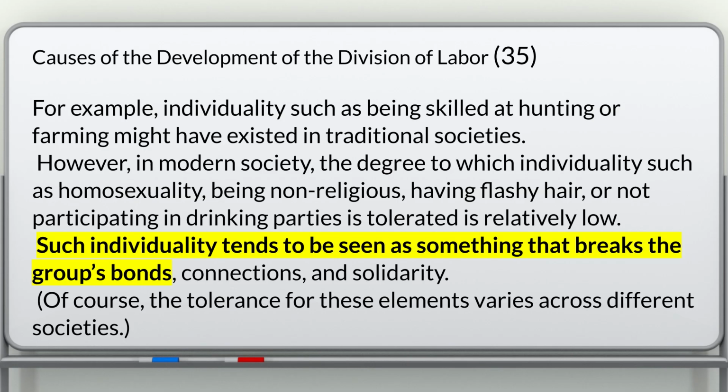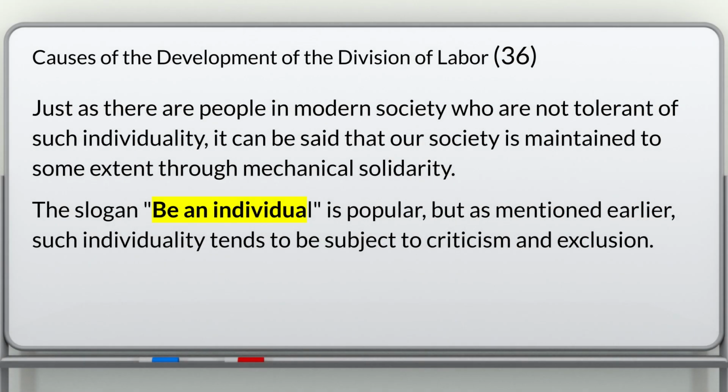For example, individuality such as being skilled at hunting or farming might have existed in traditional societies. However, in modern society, the degree to which individuality such as homosexuality, being non-religious, having flashy hair, or not participating in drinking parties is tolerated is relatively low. Such individuality tends to be seen as something that breaks the group's bonds, connections, and solidarity. Just as there are people in modern society who are not tolerant of such individuality, it can be said that our society is maintained to some extent through mechanical solidarity.